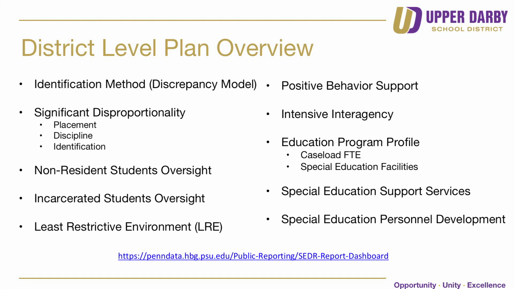The next part is disproportionality. This is new for this planning period. Again, there are three areas where you can have disproportionality: placement, placing students in more restrictive settings; discipline; and identification. This is for the federal designation for disproportionality, not the state designation.